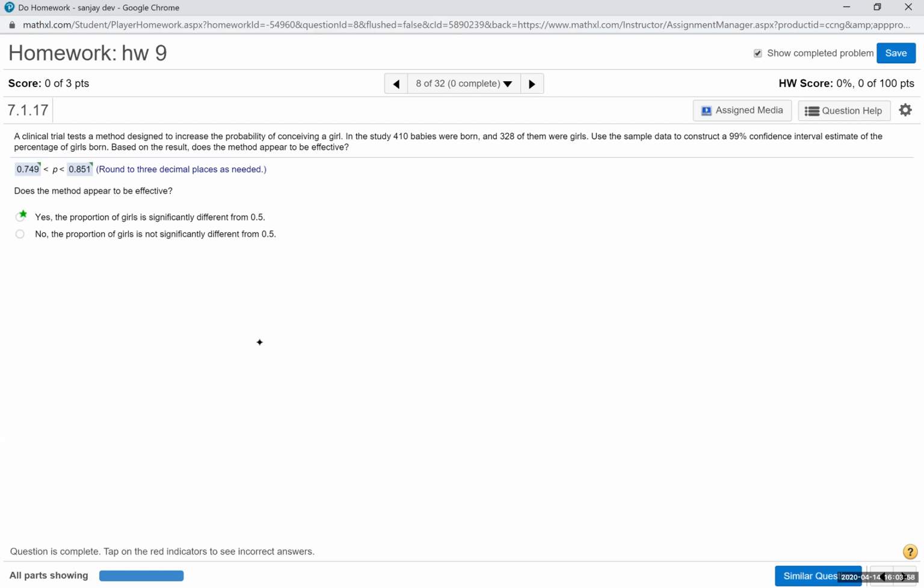Okay, and does the method appear to be effective? Yes, the proportion of girls is significantly different from 0.5, meaning 50%, right? Roughly 74.9% and 85.1% believe that this method is effective, the clinical trial testing a method designed to increase the probability of conceiving a girl. If it was 50% and that was between, then it could be either girl or boy, equal. But this is saying you have a 74.9% to 85.1% chance of having a girl rather than 50% chance. That's why it is significantly different.